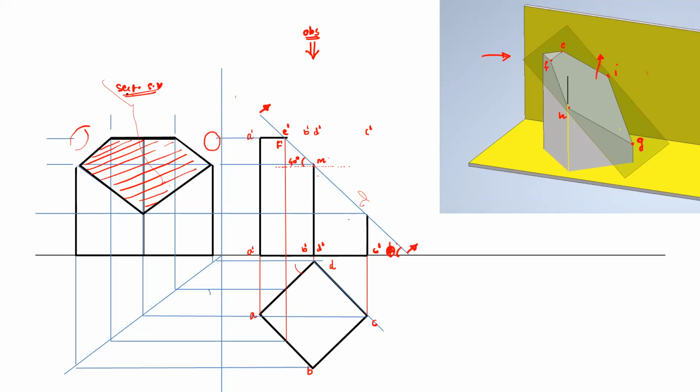The next part is we have to draw the true shape of the section. The true shape of the section is only visible in the direction which is perpendicular to this auxiliary plane. Suppose this auxiliary plane is a plane AA, then try to observe in this direction, which is the perpendicular direction. We will see how to draw the true shape of the section in the next lecture.